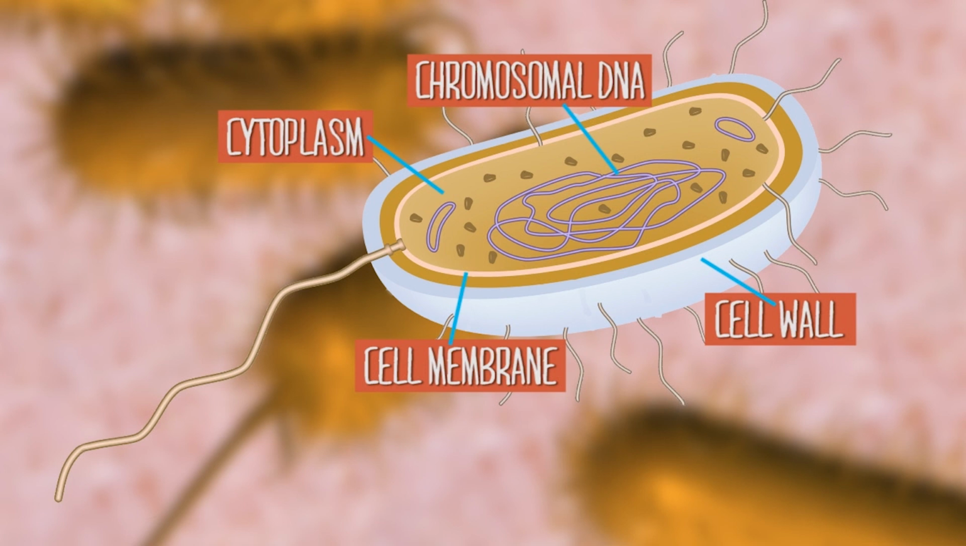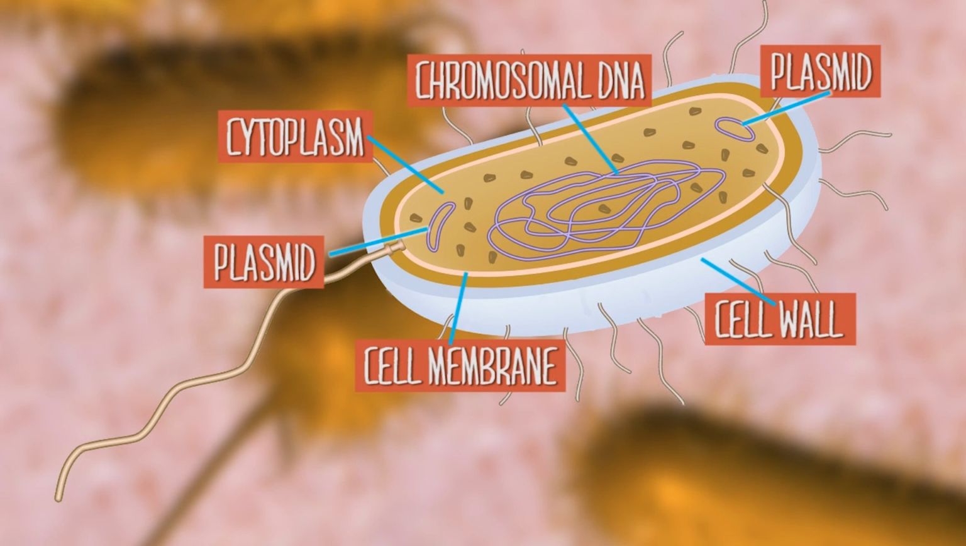Let's take a look at some other features of a bacterial cell. They have plasmids, which are small loops of extra DNA that can contain useful genes, such as genes for antibiotic resistance. They can sometimes have a flagellum, which is a long, whip-like structure that rotates. This allows the bacterium to move.